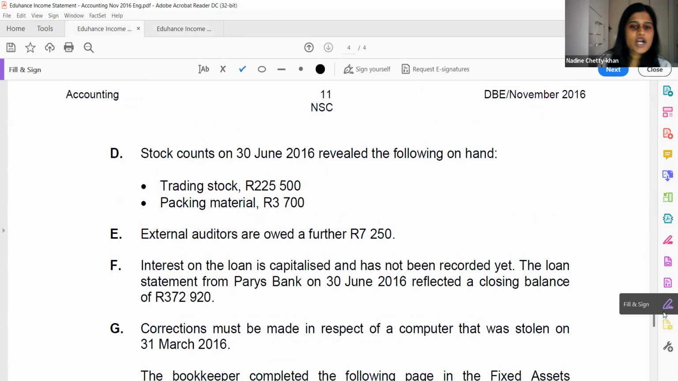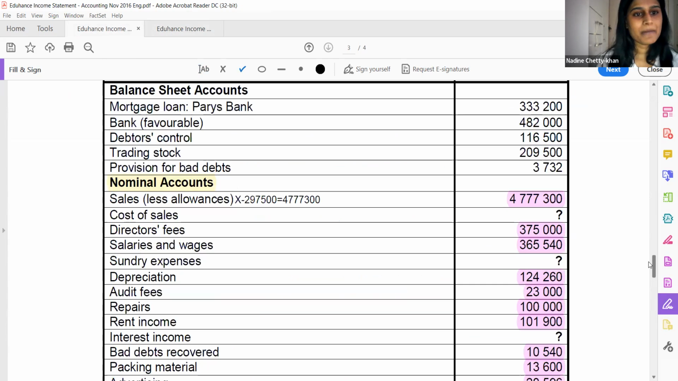D, stock counts on 30 June reveal the following on hand: trading stock of 225,500, packing material of 3,700. Let's go with trading stock. We have in our warehouse 225,500. But in our balance sheet, our trading stock is 209,500. So we have 209,500 before adjustments.